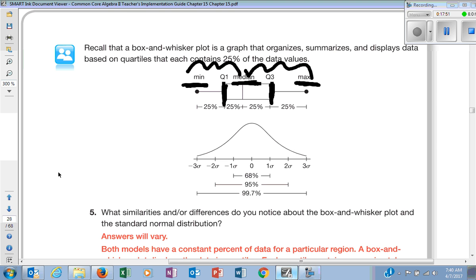You guys kind of remember that from the box and whisker? Okay? And remember, like I said, minimum value, that's the lowest. That's the lowest person who scored on the test. This would be the highest person who scored on the test.